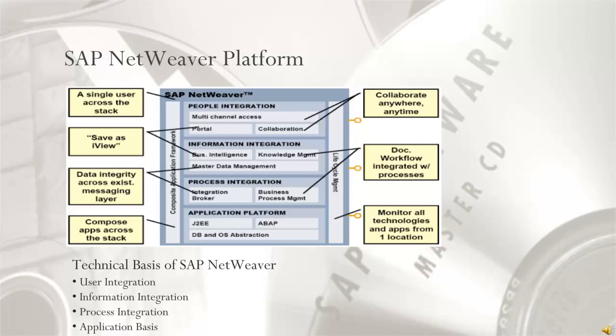As shown here, SAP NetWeaver forms the technical basis to 4 primary areas: users, information, process, and application integration. These representations show how users are able to collaborate and share information via a portal. What's important to note here is that this collaboration can be conducted in an on-demand environment anytime and anywhere you access the portal. At the people integration level, users are able to utilize multi-channel access.